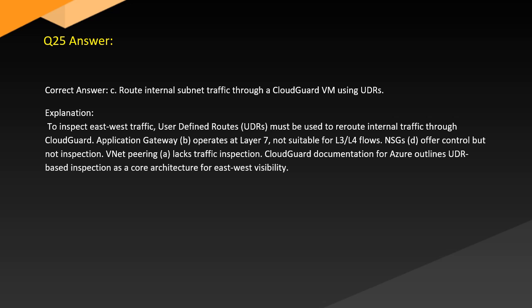Application Gateway (B) operates at Layer 7, not suitable for L4 flows. NSGs offer control but not inspection. VNet peering (A) lacks traffic inspection. CloudGuard documentation for Azure outlines UDR-based inspection as a core architecture for east-west visibility.